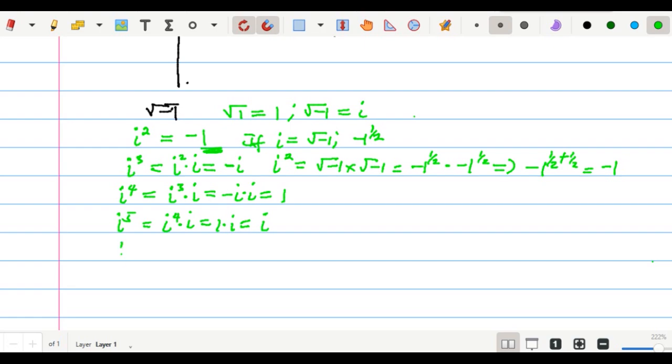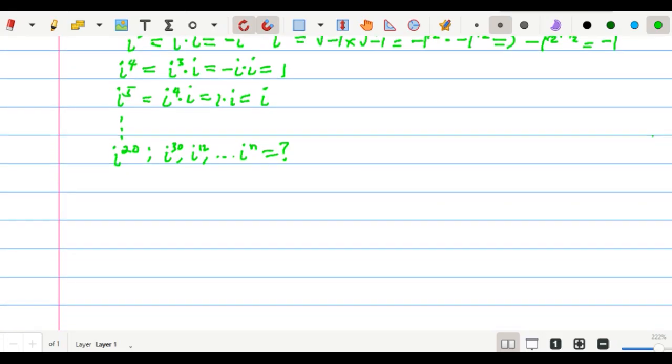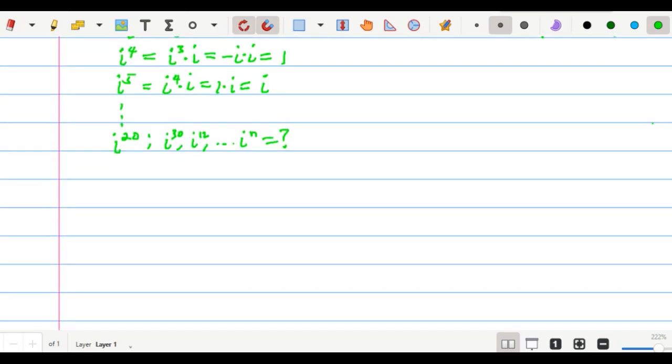You could do that on and on, and you could be asked what is i raised to the power of 20, or what is i raised to the power of 30, what is i raised to the power of 12, and so on, i raised to the power of n. You could be asked any of these. If you go over this and practice it over and over, you are going to know what it's going to be like. So we're not going to go over that again. This is going to be an assignment for you: check out what i to the power of 20, 30, and 12 are, and you could also play around with it like that.